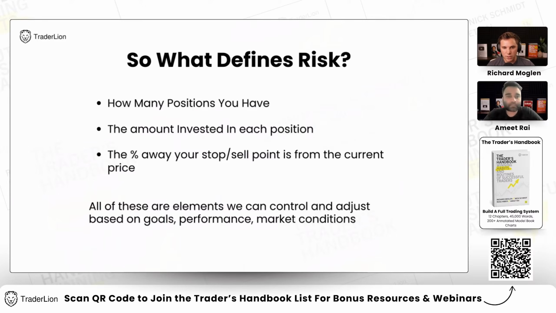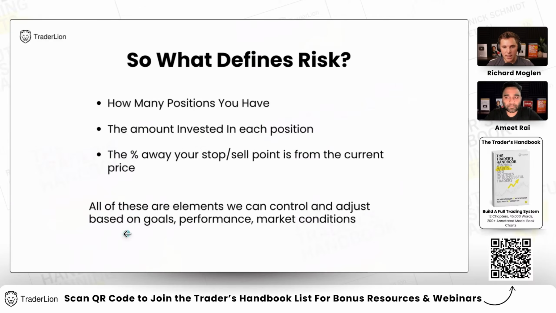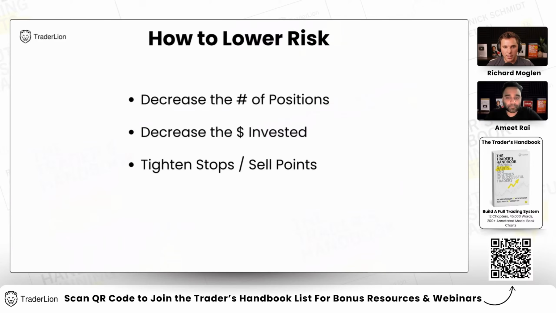So I think it's really important to recognize, and it should be empowering to you, that all three factors right here are within our control: how many positions we take, if we take a new trade or not, the amount invested in new or existing positions, the percentage away we keep our stop loss, or how far we're willing to let the stock pull back before we sell it. So we have full control at all times of how much risk we're taking. That's the key point we want to emphasize here.